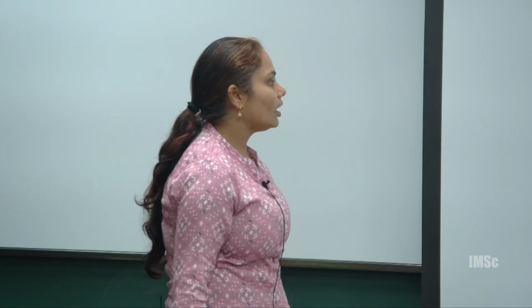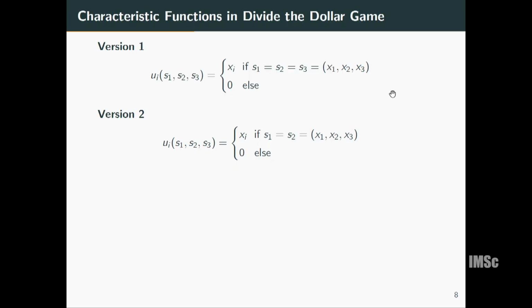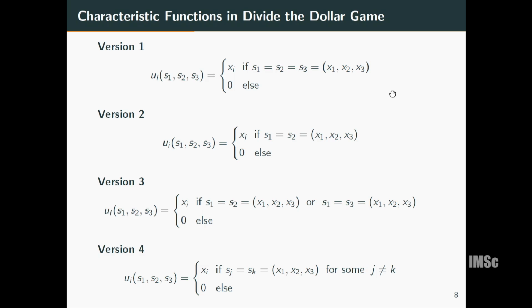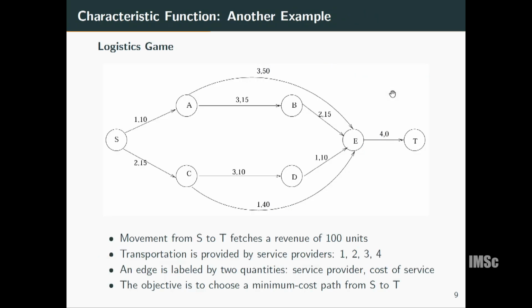In version 2, what will happen? V12 will be 300, V13 and V23 will be 300, and V123 will be 300. Everything else will be 0. Here every pair will be 300, along with V123 also being 300. So, we understand how to define the valuation function in the transfer utility game.